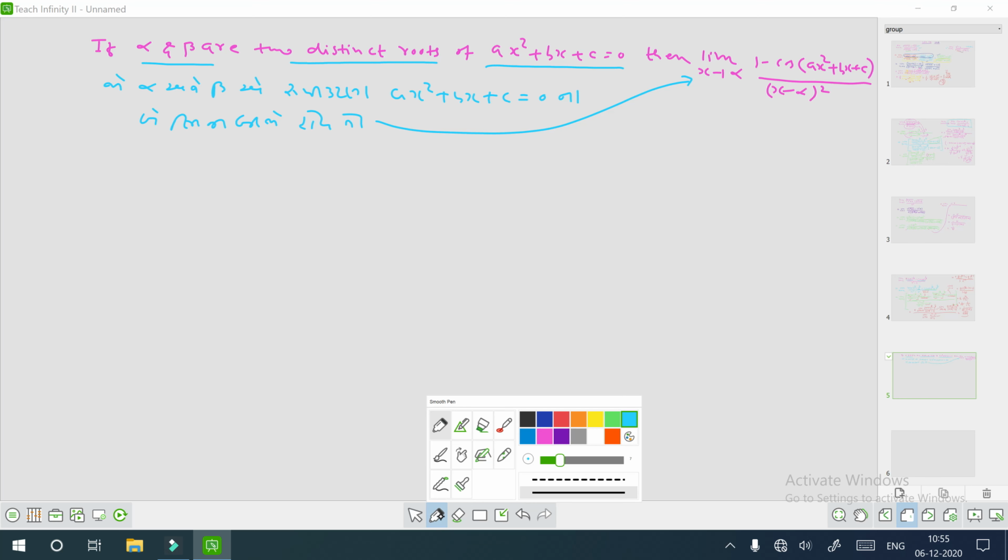Now let us see for limiting quadratic form. One minute, let us see for quadratic form.